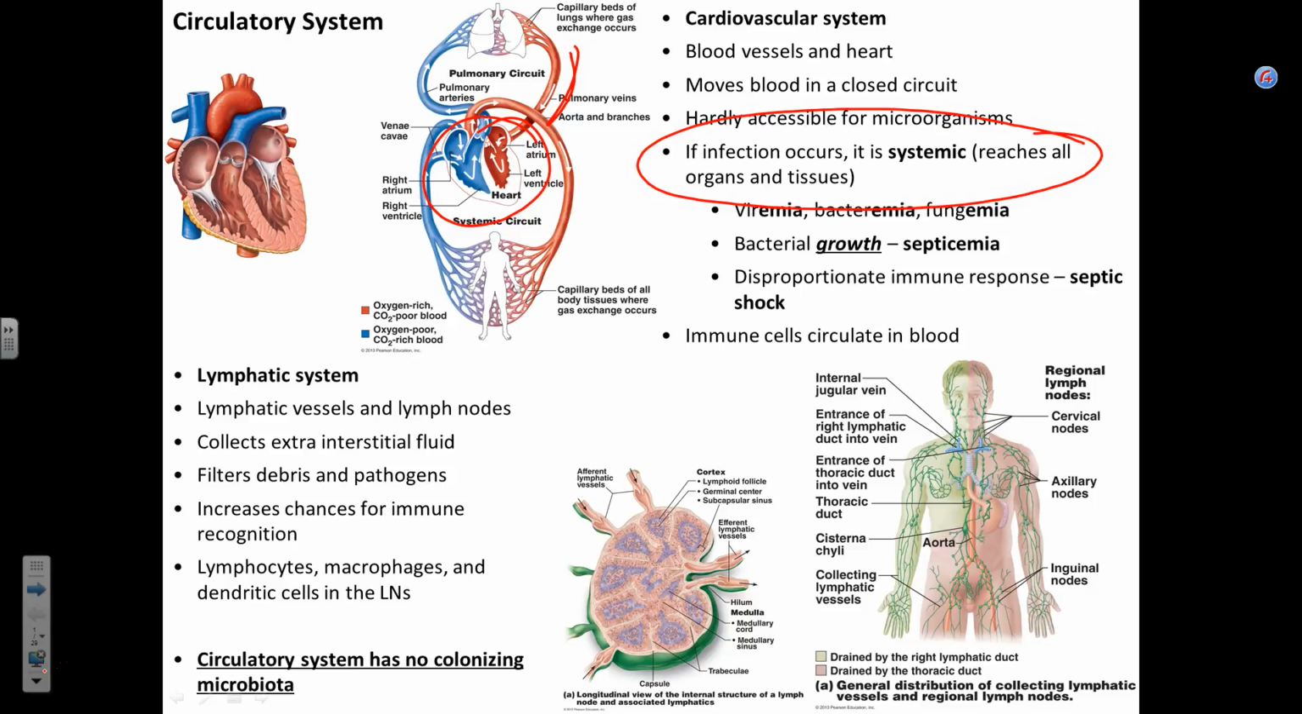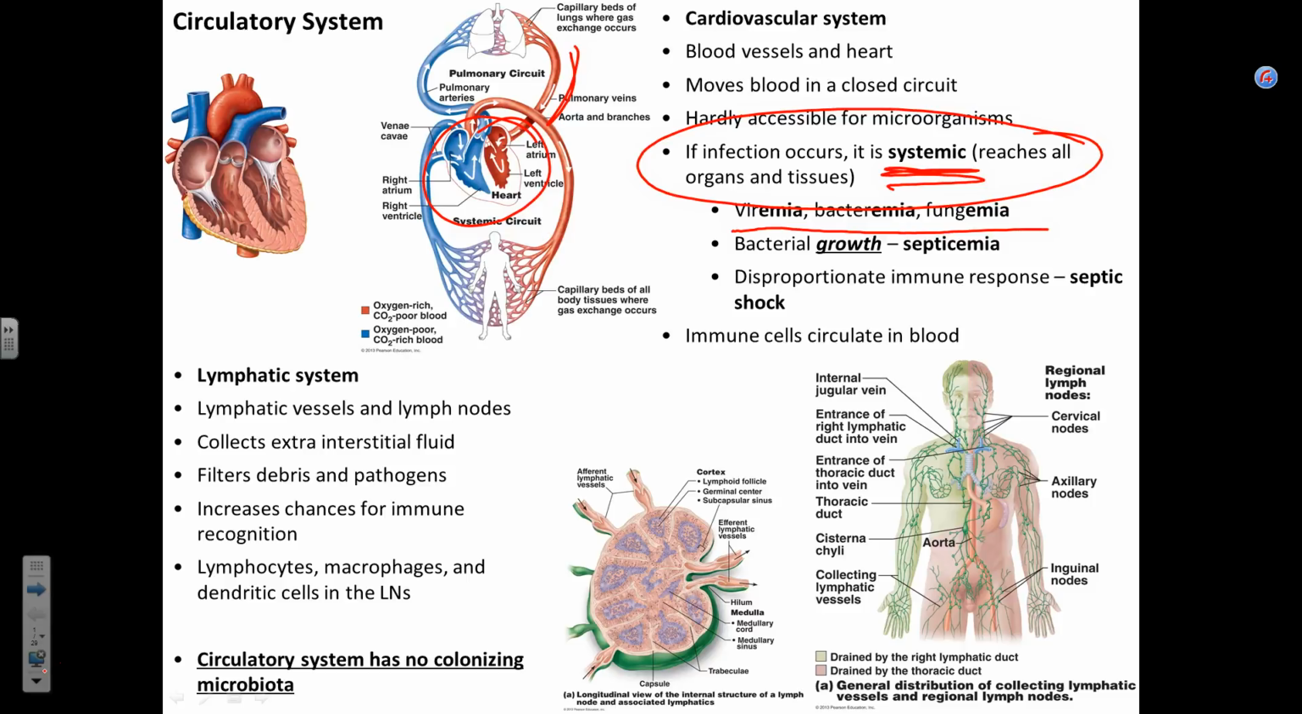Infection is systemic. It's really hard for microorganisms to get in the circulation. Think about this. They have to go through the mucous or cutaneous membranes, skin or gastrointestinal or respiratory mucosa. But once they're there, they are everywhere. So if microbes enter the circulation, it is called emia.